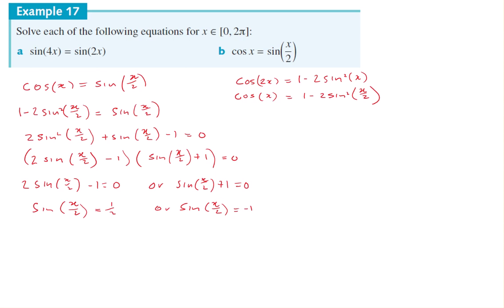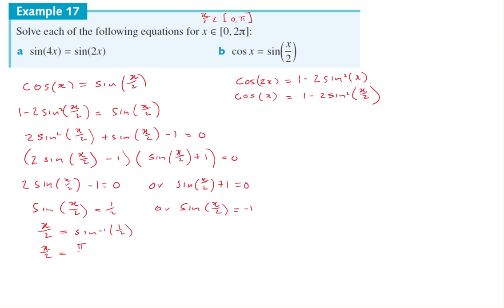So again, check your domain. Because x is between 0 and 2 pi, but we're only dealing with x on 2, x on 2 will be an element of just half both of them, 0 to pi. That just makes life easier. So x on 2 equals sine to the minus 1 of a half. Sine to the minus 1 of a half is pi on 6.